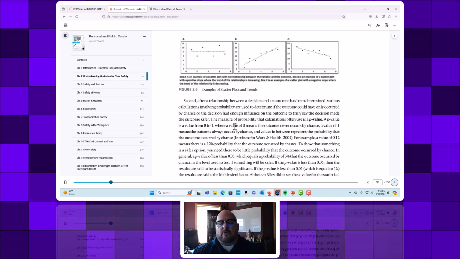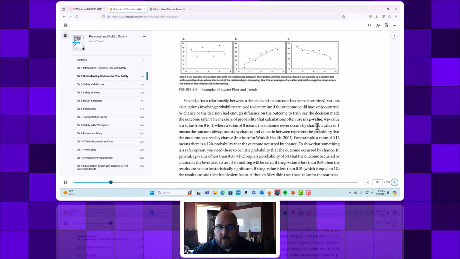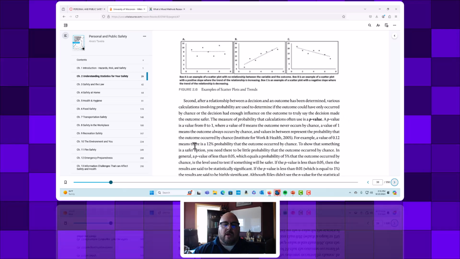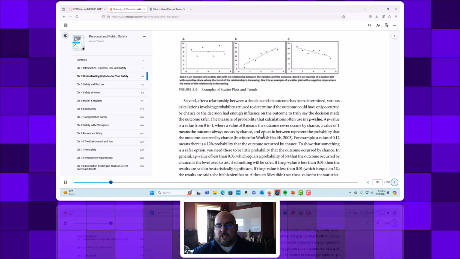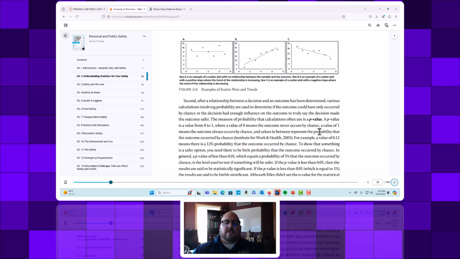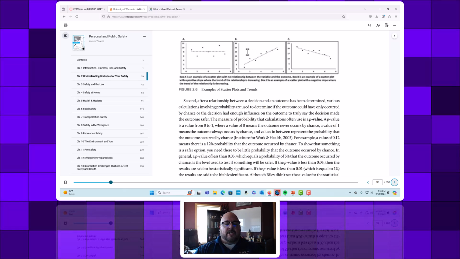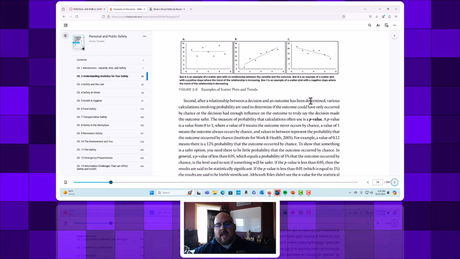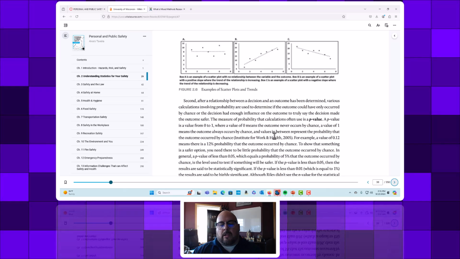P-value is from 0 to 1, where 0 means the outcome never occurs by chance. A value of 1 means the outcome always occurs by chance. The values in between separate the two. So correlation is different than p-value. So you want a lower p-value.